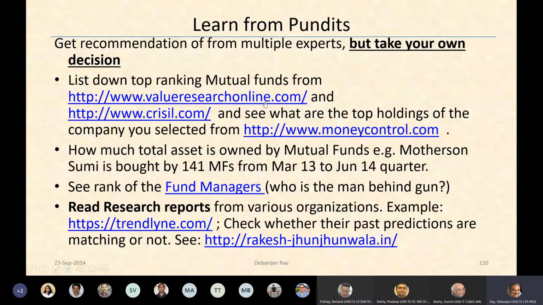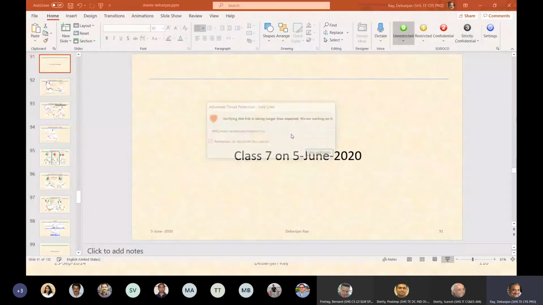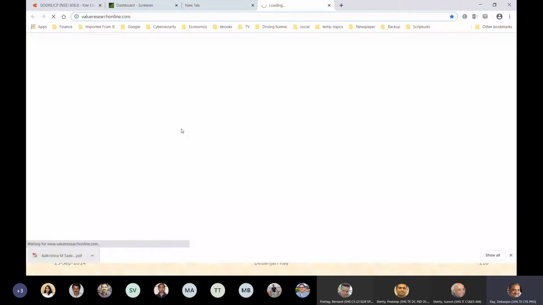One of the interesting ones is valueresearchonline.com. The site was much better earlier, but I think nowadays it is becoming a little bit commercial. But I will just show you, because I showed you earlier how to select the top ranking mutual fund, and then whatever mutual funds are holding, select on this. So this is valueresearchonline.com. Let it open.